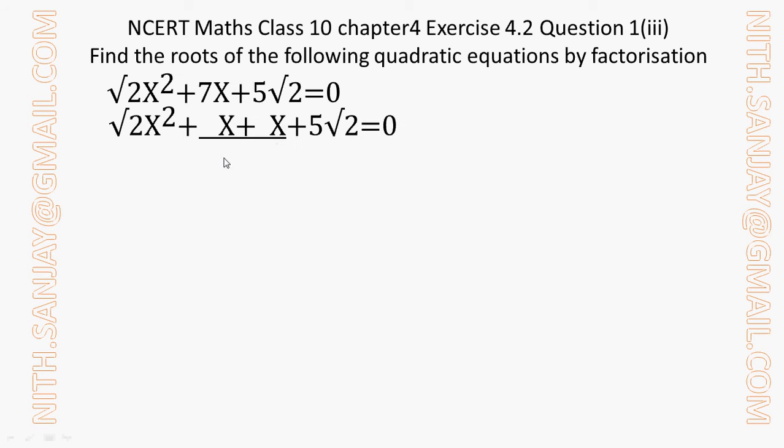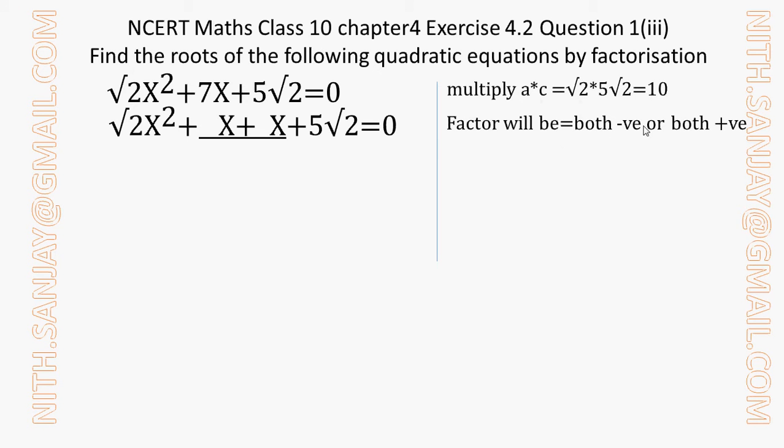Now what we are going to do is we will split the middle term, this 7x, into two terms so that their addition is equal to plus 7 and their multiplication should be equal to the multiplication of a and c, where a is my coefficient of x square and c is this constant term. So I will multiply a and c. Root 2 into 5 root 2 is equal to 10. So from here it is clear that my factors should be either both negative or both positive.